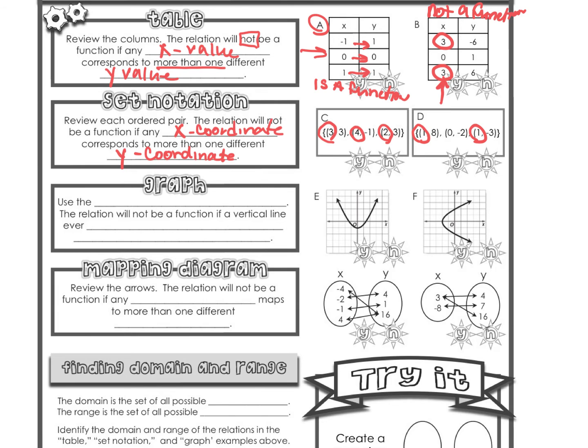So when you're looking at a graph, how you determine from a graph is you use the vertical line test. The relation will not be a function if a vertical line ever passes through more than one point.